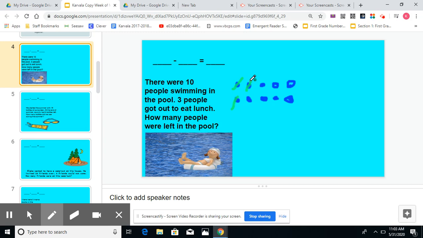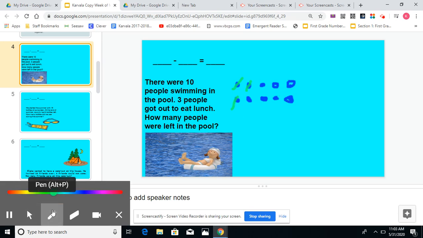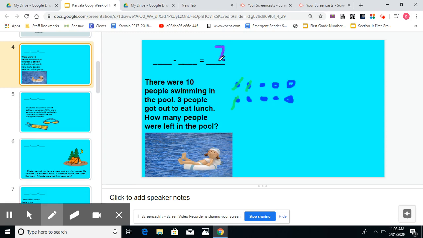So I have 10 people in the pool. 3 of them left, or got out to eat lunch. So how many are left? 1, 2, 3, 4, 5, 6, 7. So let's change my color here. We know that 7 are left. How many did we start with? We started with 10, the larger number.